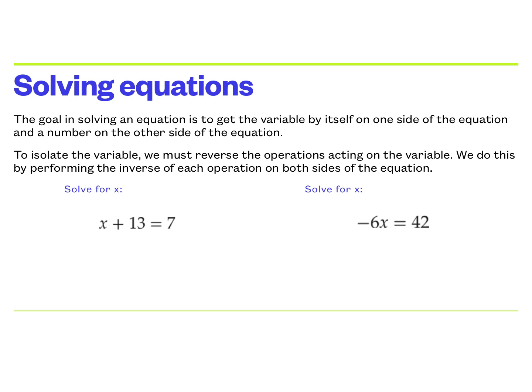So we have solving equations. The goal of solving an equation is to get the variable by itself on one side of the equation and a number on the other side of the equation. This is what I've been saying since last year. Your goal when you're solving an equation is always to get the variable by itself. So to isolate the variable, we must reverse the operation acting on the variable. We do this by performing the inverse of each operation on both sides of the equation. This is what we've been doing.